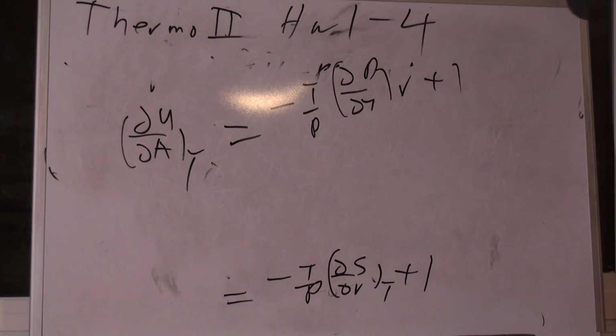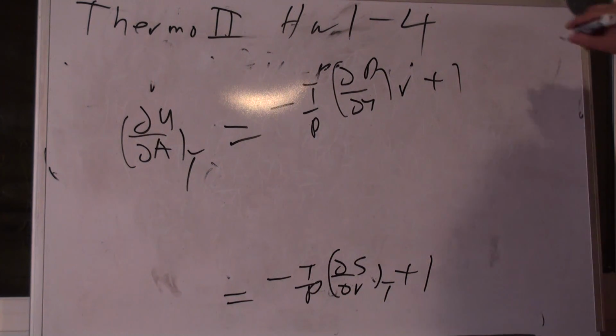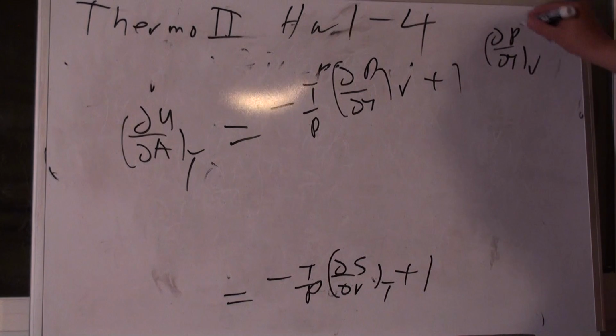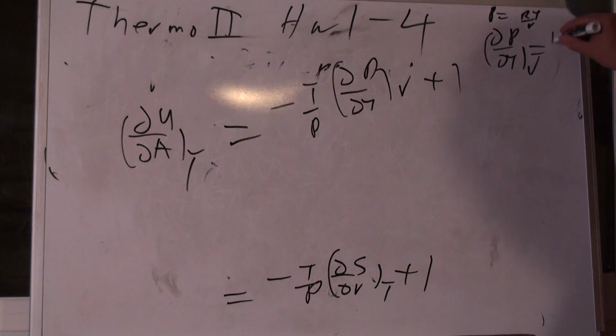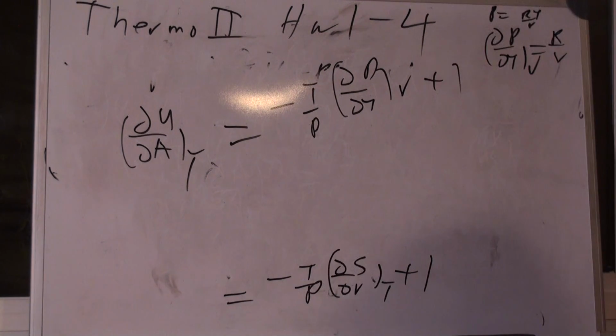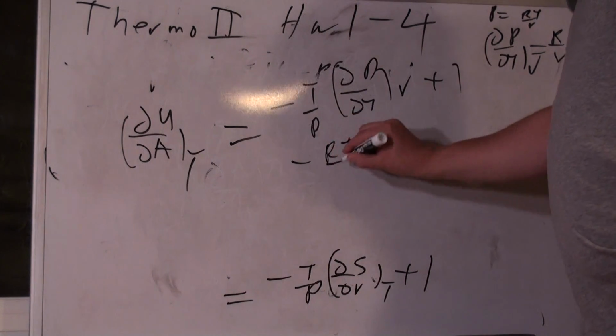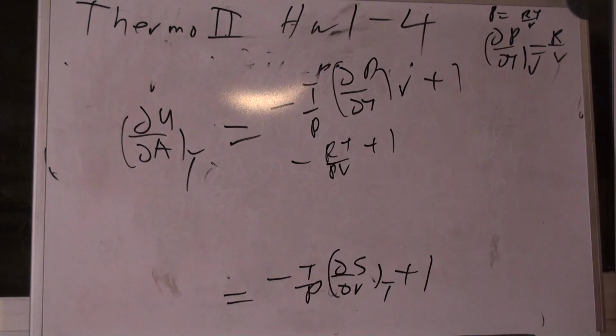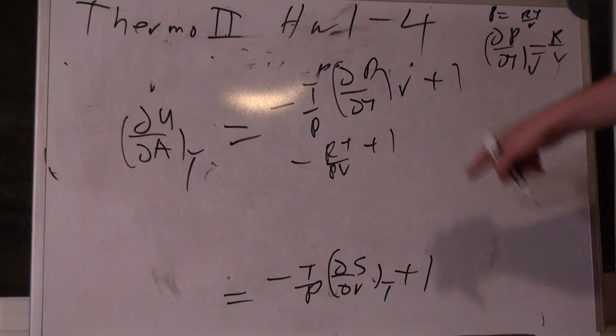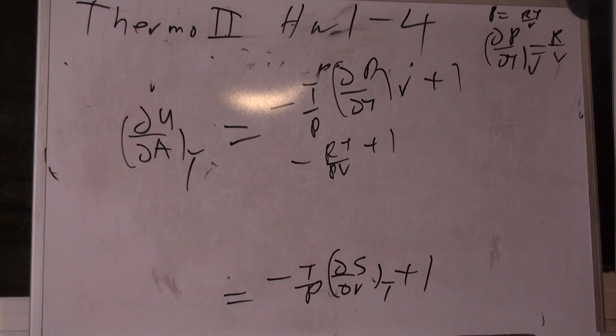All right. Do I have a dS? Do I have properties, measurables, or any equation of state? That's right, I have an equation of state. It's called the ideal gas law. And so I take dP at constant V, with P being equal to RT over V. dP at constant V, same thing as before, is R over V. Plug that guy in, and I have minus RT over PV plus 1. Well, last time I checked, RT over PV is 1 for an ideal gas. 1 minus 1 is equal to 0. And that's all it is.